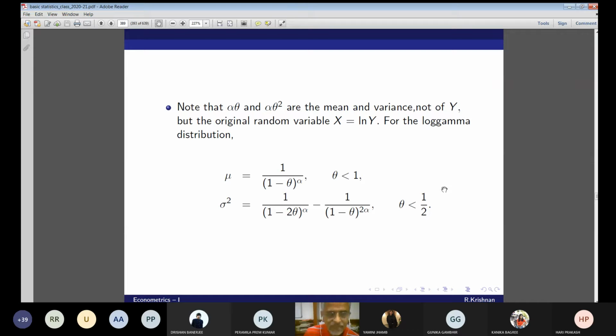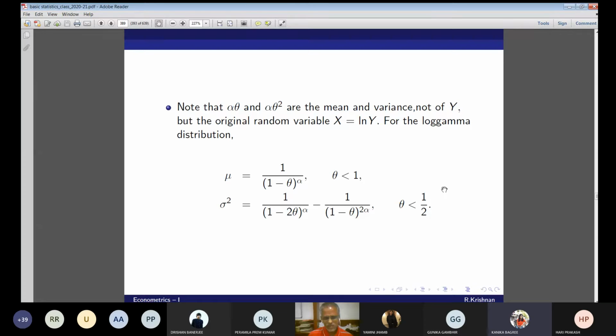Okay, this is it now. Note that alpha sigma and alpha theta square are the mean and variance not of y, but of the original random variable x, which is equal to log y. From the log gamma distribution, you can find the mu and the sigma square this way. How do I find this? How did I get this?